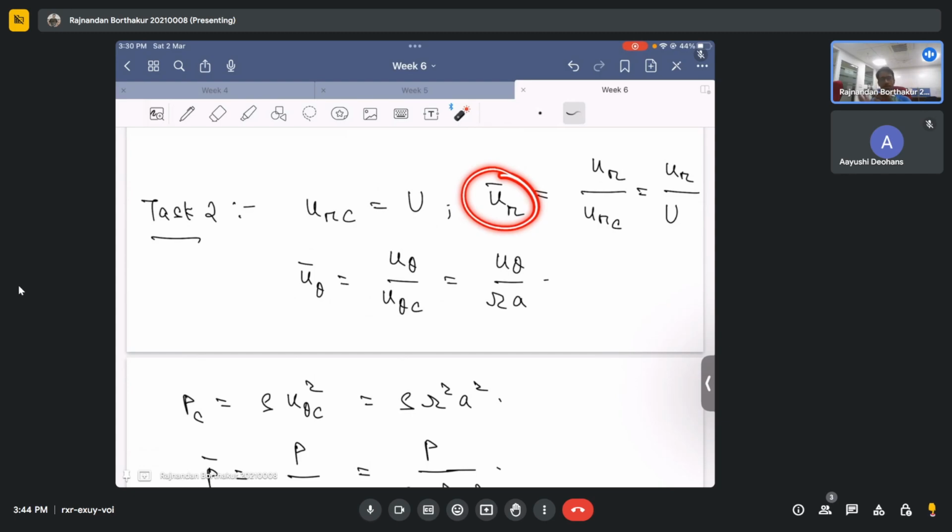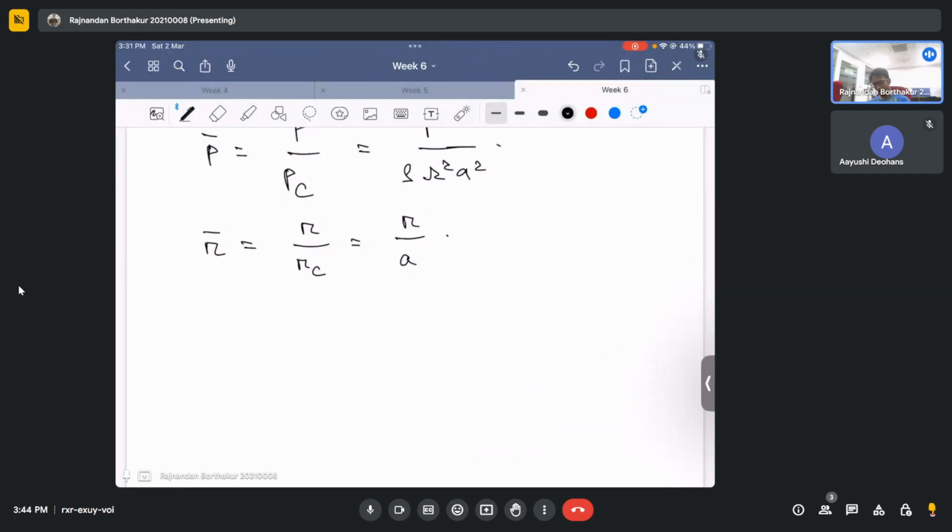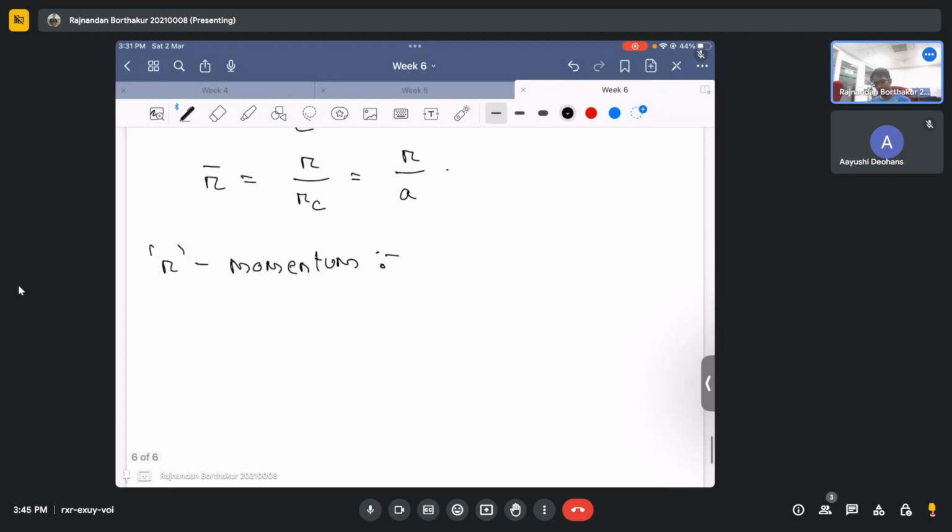The next step is to invoke this into the R and theta momentum equations. So we'll begin by writing the R momentum equation in the dimensional form first. Now we will not write the entire equation. You are much more capable now of invoking all the assumptions and deriving the simplified equation, so I'll start off with the simplified equation. The simplified R momentum equation basically looks something like this.